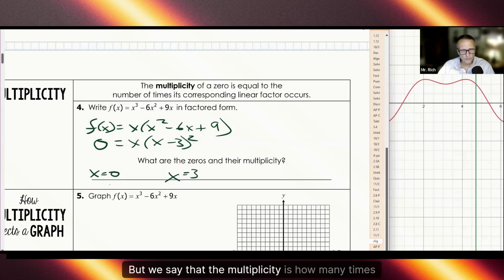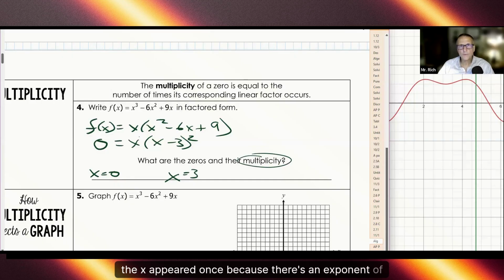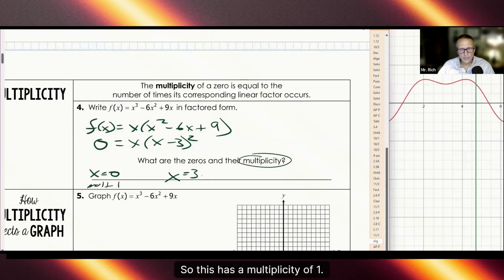But we say that the multiplicity is how many times the factor that created that zero appeared in the factorization. Well, the x appeared once because there's an exponent of 1 on it. So this has a multiplicity of 1. The 3, however, came from x minus 3, x minus 3. It has a multiplicity of 2.